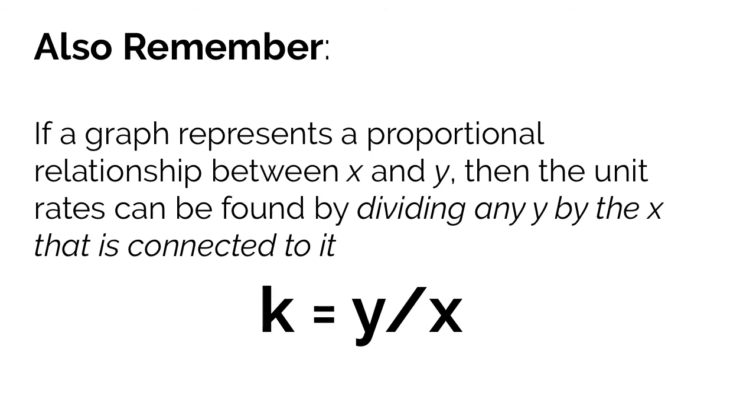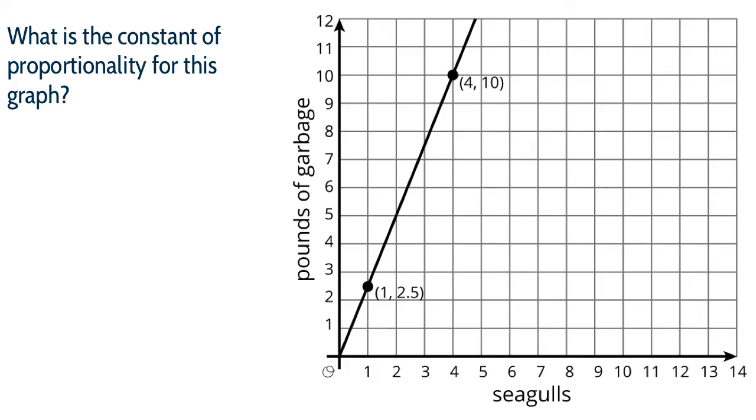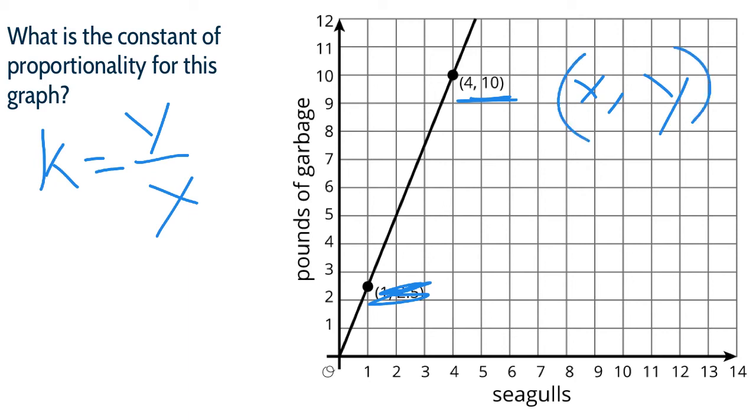But if we can't find the unit rate, if a graph represents a proportional relationship between x and y, then the unit rate can be found by dividing any y by the x that is connected to it. So looking back at the same graph, let's pretend like we don't have this unit rate here. We can just use another point. So let's use this point. We can find k by dividing the y by the x. And remember, x goes first in our coordinate points, and then y goes second. So that would be 10 divided by 4, which also works out to 2.5.